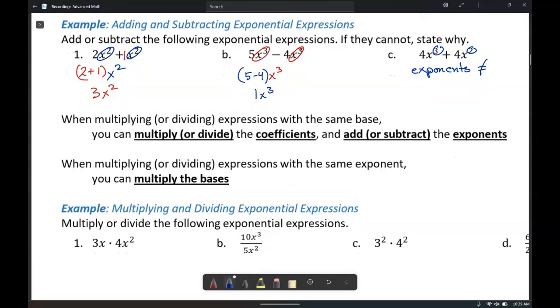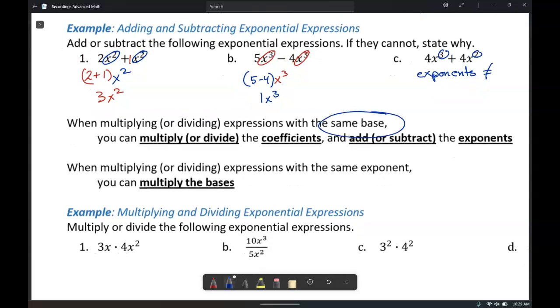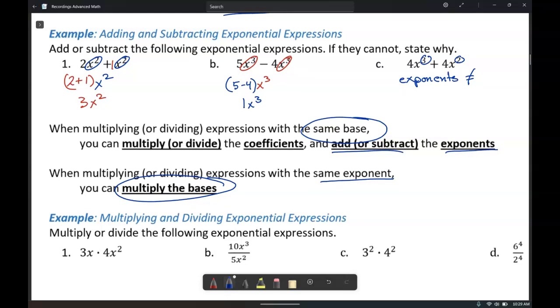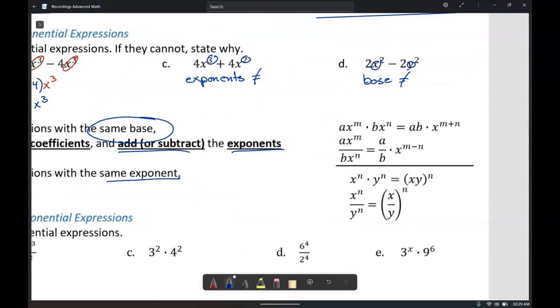Now, multiplying, the only thing that has to be the same is the base. The base is the only part that needs to be the same. And so when we multiply or divide, we multiply or divide the coefficients and then add or subtract the exponents based on whether it's multiplication or division. If we're multiplying expressions that have the same exponent, then what we can do instead is multiply the bases and leave the exponent alone. And that's given by these two formulas here.